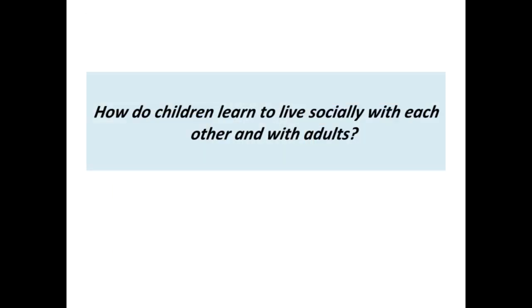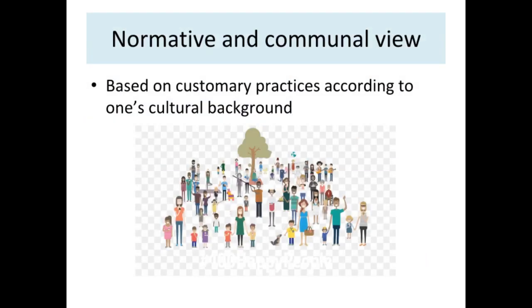Another important question is, how do children learn to live socially with each other and with adults? The FIST view is normative and communal. This means that, from their culture, children learn certain customs that provide them with a guide to act in ways that minimize conflict. Children are persuaded of the moral force of acting socially through their voluntary associations with others, both in their immediate circle, such as the family, and in the wider community.